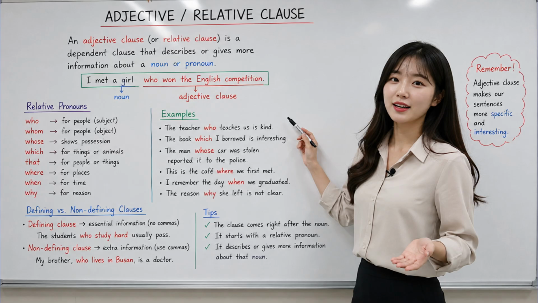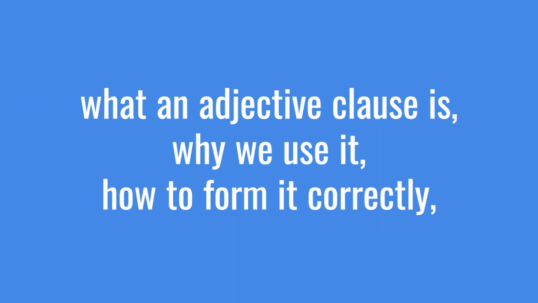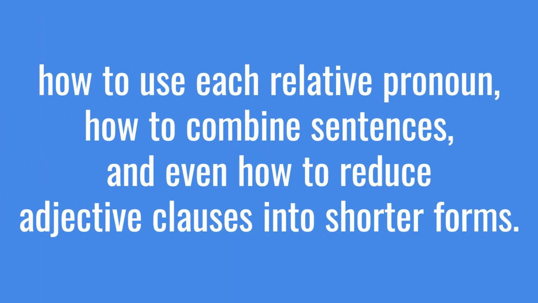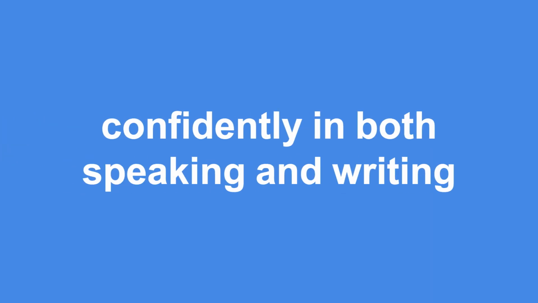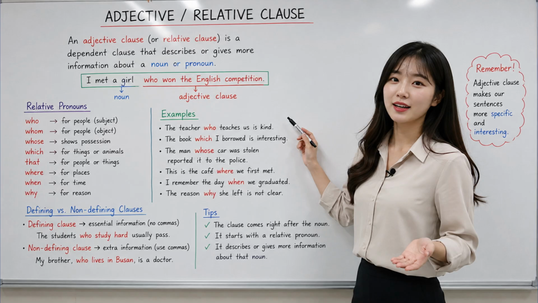So, in today's lesson, we're going to learn what an adjective clause is, why we use it, how to form it correctly, how to use each relative pronoun, how to combine sentences, and even how to reduce adjective clauses into shorter forms. By the end of this lesson, you'll be able to use adjective clauses confidently in both speaking and writing. Now, let's begin. What is an adjective clause?